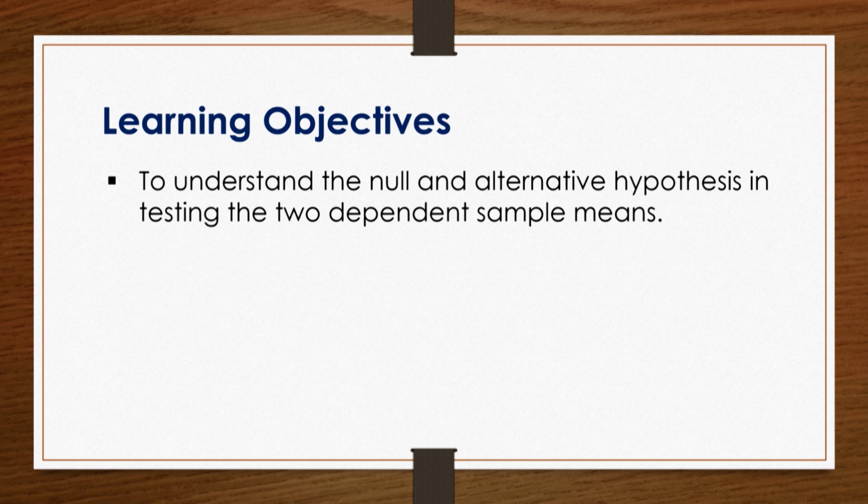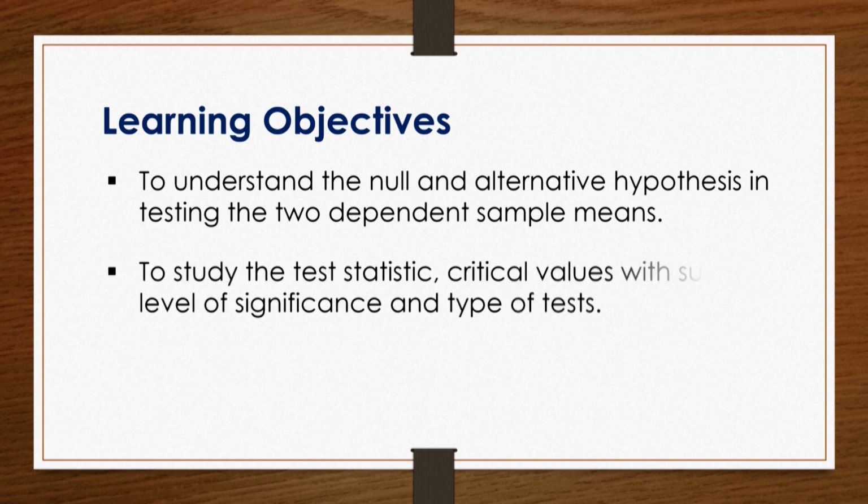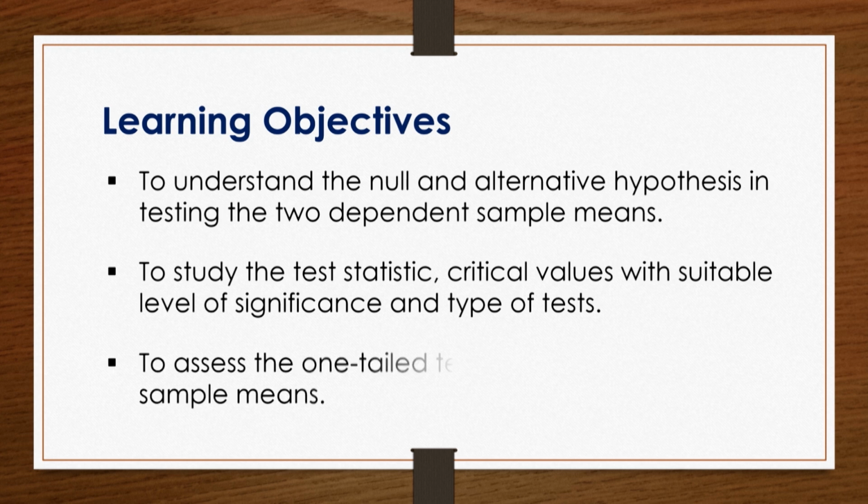Students, what are you going to learn in this lesson? Let us look at the learning objectives. Learning objectives: to understand the null and alternative hypothesis in testing the two dependent sample means, to study the test statistic, critical values with suitable level of significance and types of tests, and to assess the one-tailed test in two dependent sample means. Let us start.